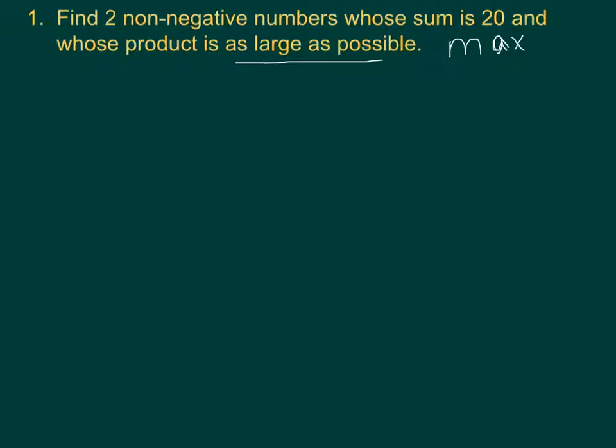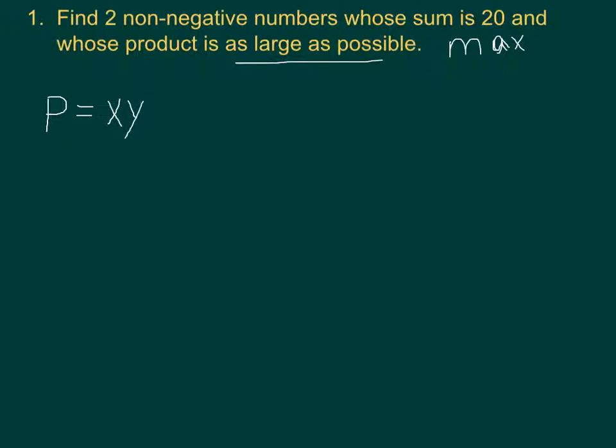Okay, so two non-negative numbers whose sum is 20 and whose product is as large as possible. We have no equation given to us, but we have enough information to write an equation that we can work with. So what is it that we want to maximize or minimize? We want to maximize the product, and I'm going to let P represent product. And I need it to equal two numbers that are being multiplied together. I don't have any variables, but I can define my own variables.